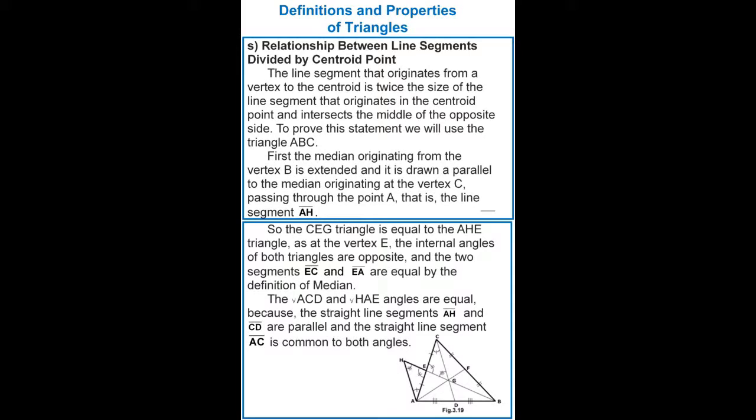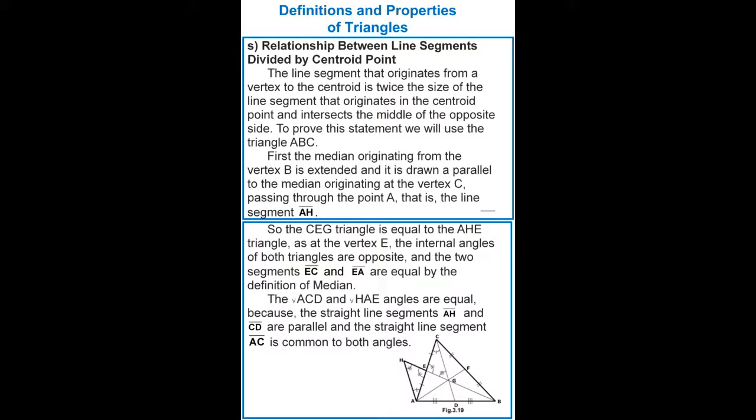To prove this statement, we use the triangle ABC in figure 3.19. In this triangle are drawn the three medians, which intersect at the point G. Continue with the proof process. The median that originates at the vertex B is prolonged. A line segment is drawn that originates at the vertex A, parallel to the median that originates at the vertex C.